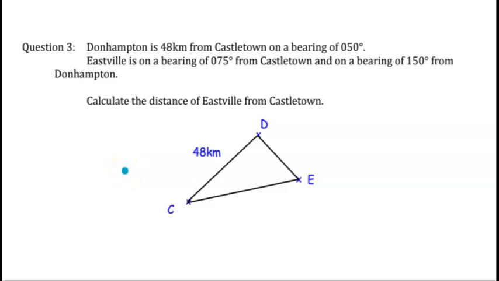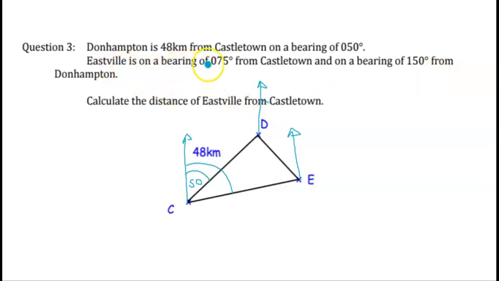Donhampton is 48 kilometers from Castletown. So that's Donhampton, D, to Castletown, distance 48, on a bearing of 050. So when we record the bearing, make sure we record it like a bearing of 050, which means this angle is 50 degrees here. So look at the bearing from Donhampton.